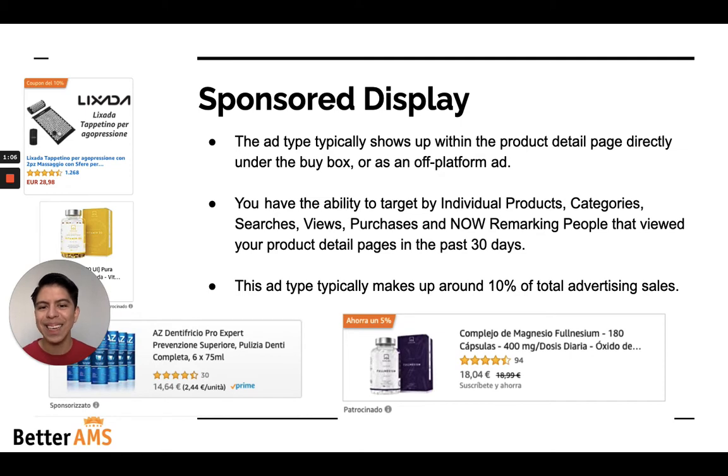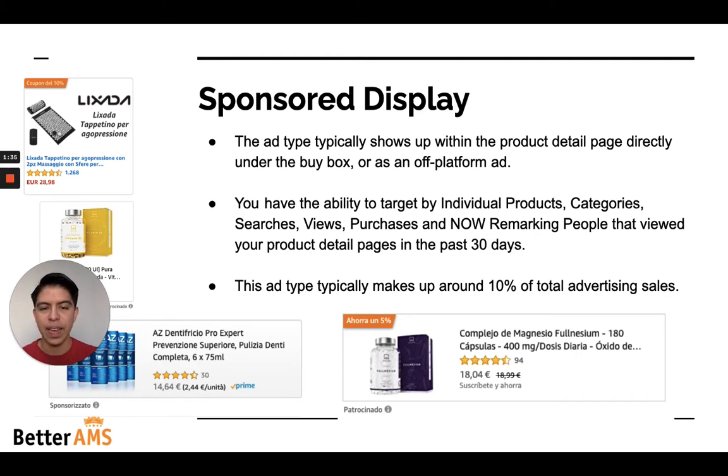Now, the ad type typically shows up within the product detail page, directly under the buy box or under the bullet points. The thing that I like about this ad type the most is that if you're running a coupon, you can actually show that there is an offer, and that can distract a customer and make the customer click on the ad and actually end up buying your product when they were already on your competitor's detail pages. So capitalize on that, combining coupon and Sponsor Display.